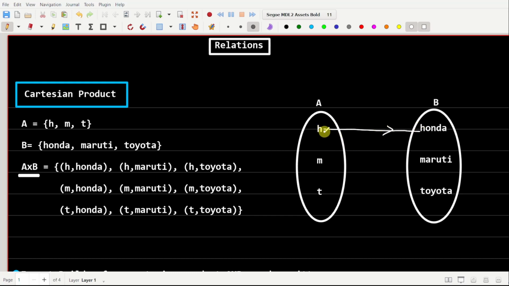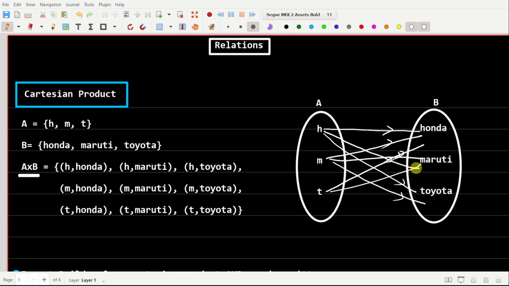Then the first object of A and the second from B, H comma Maruti, and then H comma Toyota. Then take the second element from A, M comma Honda, then M comma Maruti, and then M comma Toyota. And then similarly the third element from A, T comma Honda, T comma Maruti, and then T comma Toyota. So these all are the pairs of objects that I can make from two sets A and B.